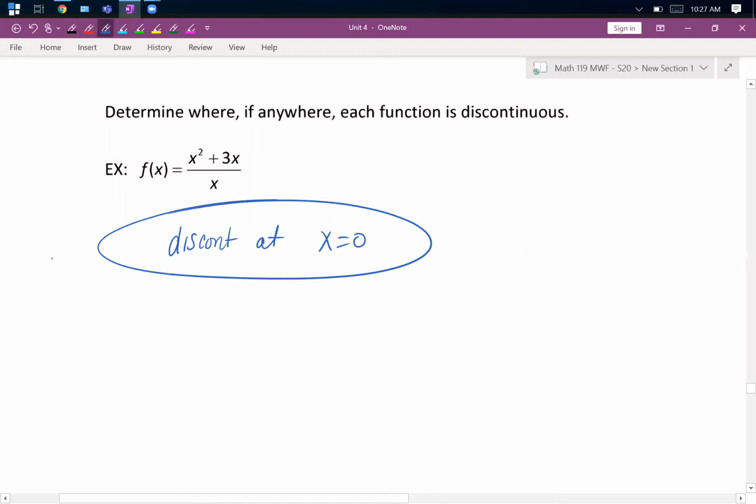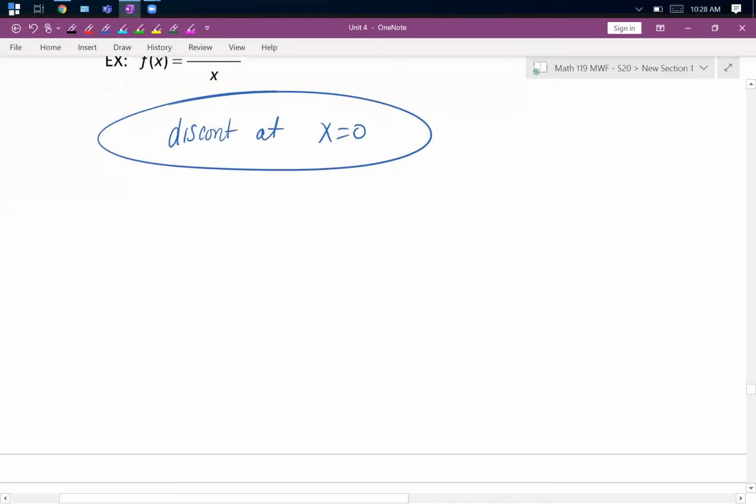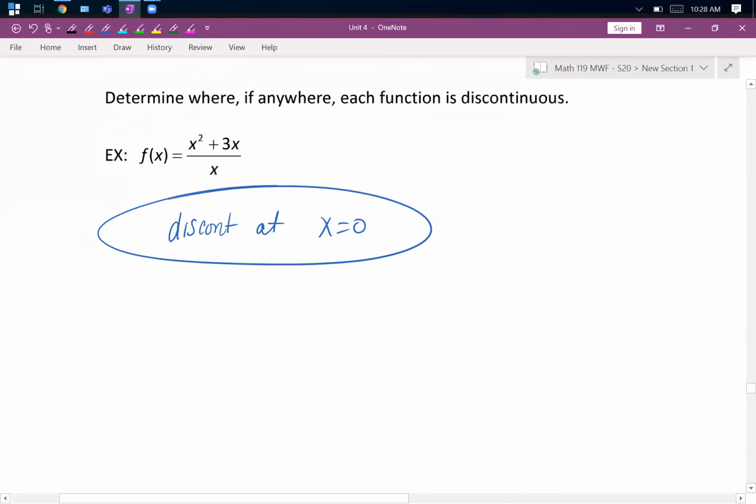So Victor, you weren't wrong. It was just way more work than we needed to do. Questions on that? So if it's rational, just set the denominator equal to 0, solve, and those will be your points of discontinuity.